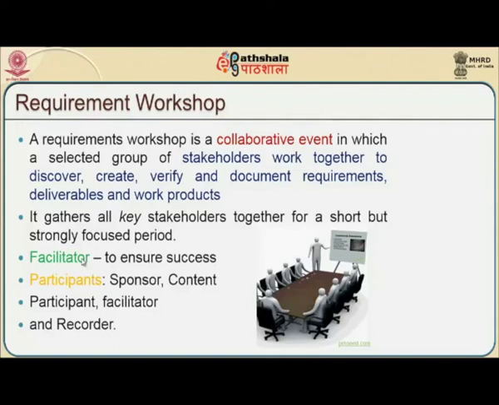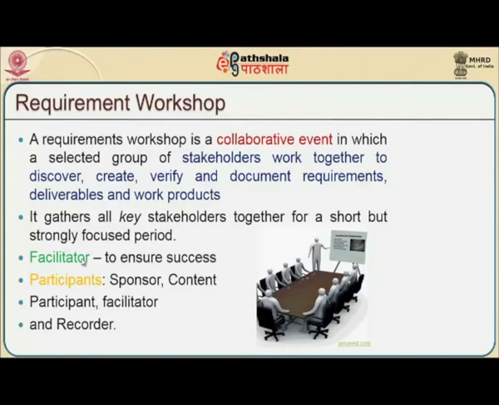So a requirement workshop is a collaborative event in which a selected group of stakeholders work together to discover, create, verify and document requirements, deliverables and work products. It tries to collect all the key stakeholders together for a short but strongly focused period, maybe a day or two. I'll try to gather all the stakeholders together at a particular location where there will be a facilitator who will be explaining what type of requirements the stakeholders need.